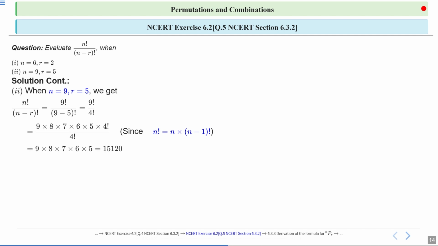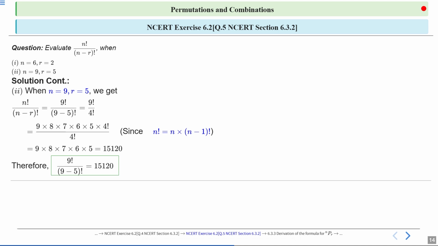So now the value of n factorial upon n minus r factorial is equal to 9 into 8 into 7 into 6 into 5. This is equal to 15,120. So the answer will be 15,120. When n is equal to 9 and r is equal to 5, then n factorial upon n minus r factorial will be 15,120. I hope it is clear to all of you.